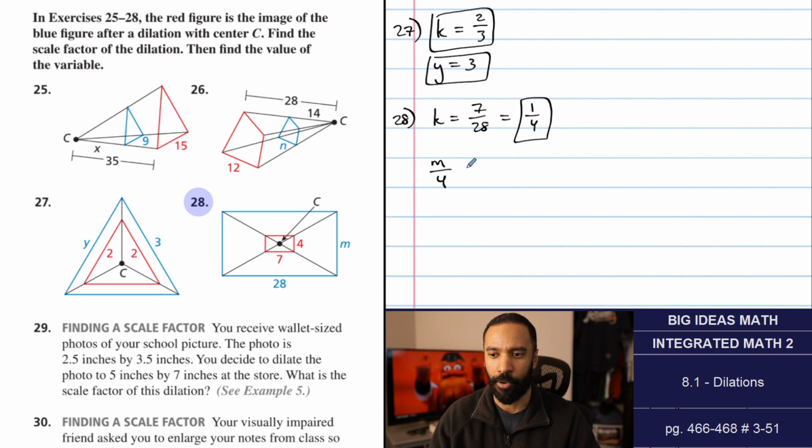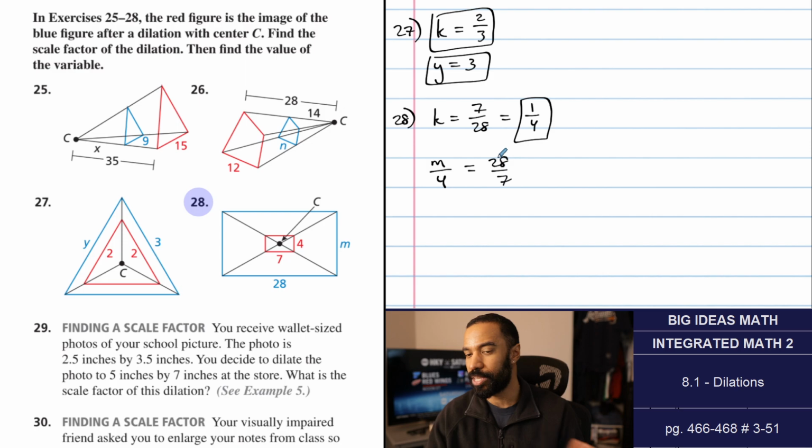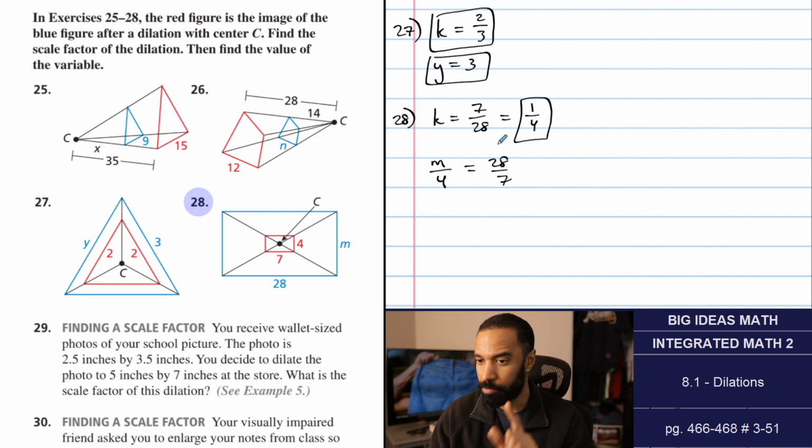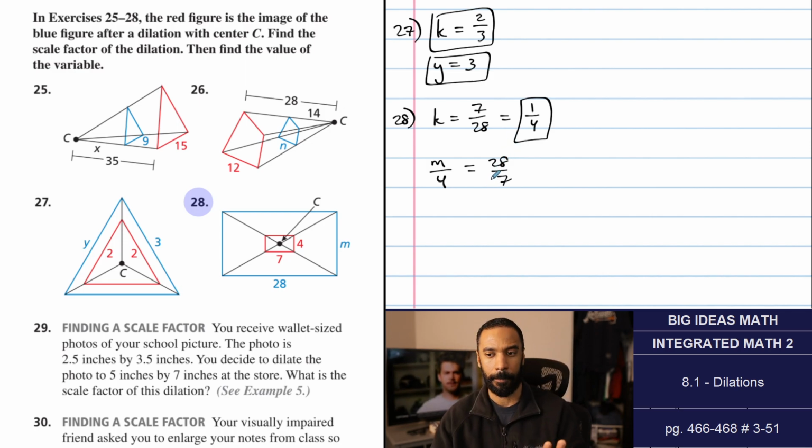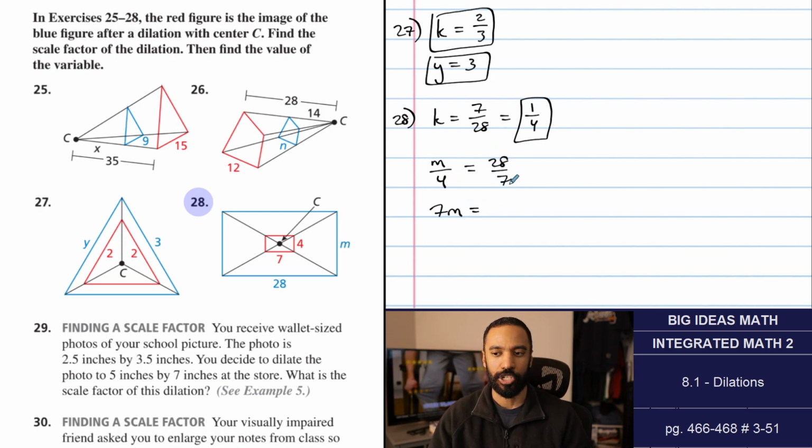M divided by 4, as those parts correspond, is the same thing as 28 over 7. Does this have to do with scale factor? No, this is just strictly in solving for the variable. Now I could cross multiply, and I will. It's not, I should reduce a fraction. 28 over 7 is 4.